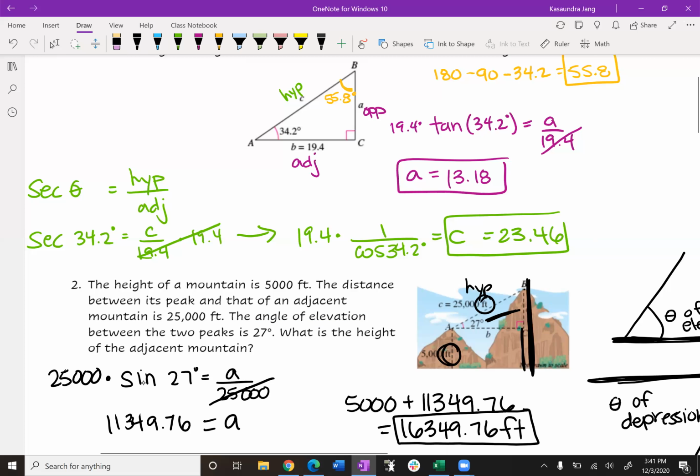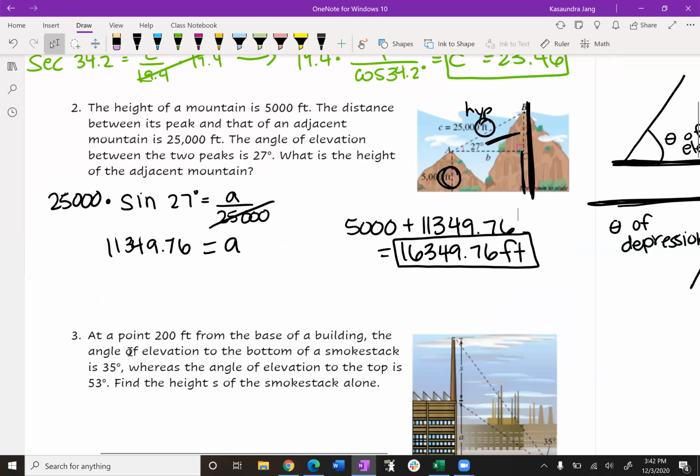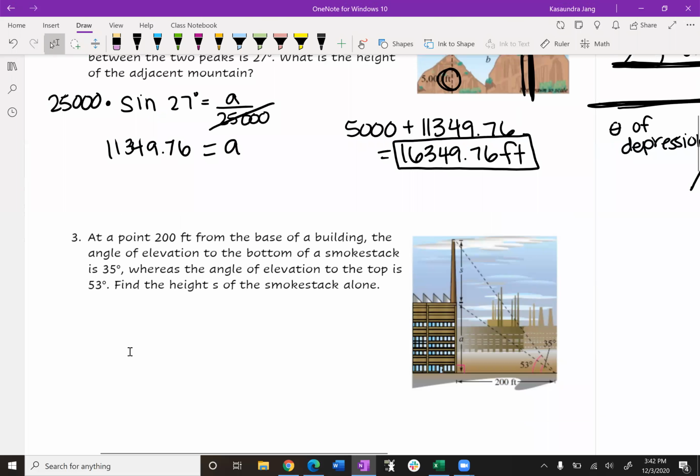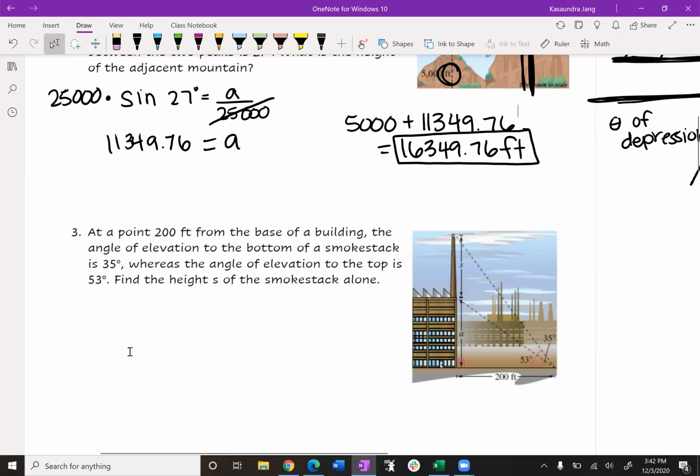There we go. And then number 3 here, very similar. They've got an angle of elevation again. That goes from the horizontal line and then angles up from the horizontal line. It says at a point 200 feet from the base of a building, so here's my 200 feet there, away from the base, the angle of elevation to the bottom of the smokestack.